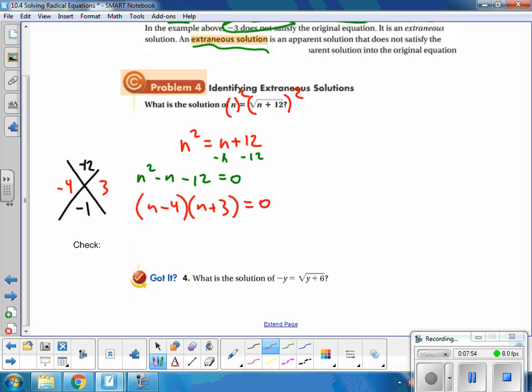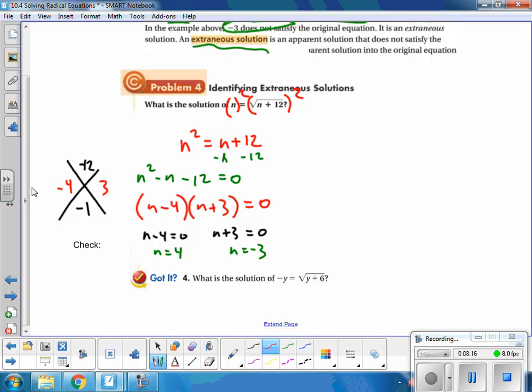And when I break these out, I can see that n minus 4 equals 0 and n plus 3 equals 0. And I'm going to end up with n equals 4 and n equals negative 3. But like I said, we're looking for the extraneous answer, so we're seeing if it is true. I'm going to go ahead and plug this back in.